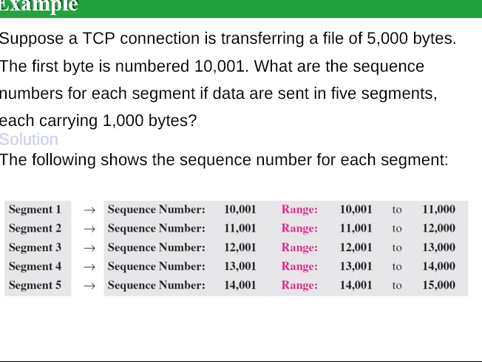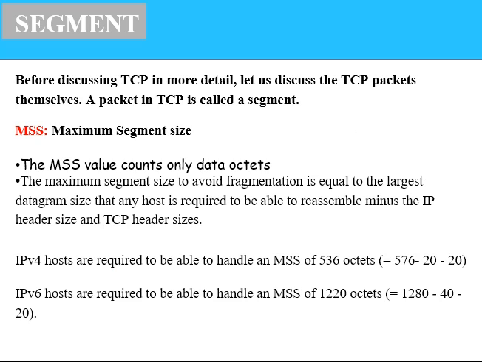Suppose there is a TCP connection and a file is 5000 bytes and 5 segments are sent, each of 1000 bytes, and the first byte is number 10001. So 10001 to 11000 would be the first segment, the second segment would be 11001 to 12000 and so on. Okay, so this is how the sequence number for each and every byte in the segment is assigned. So in a segment, every byte has a sequence number.